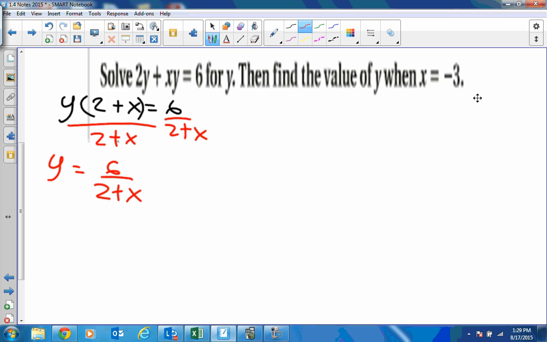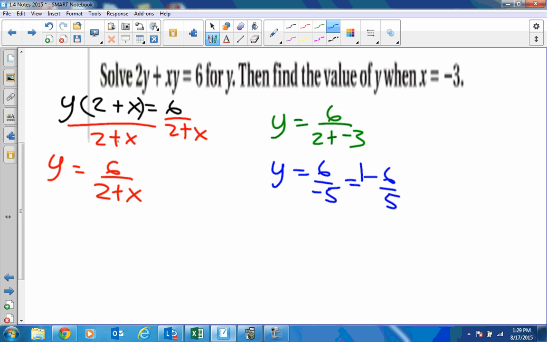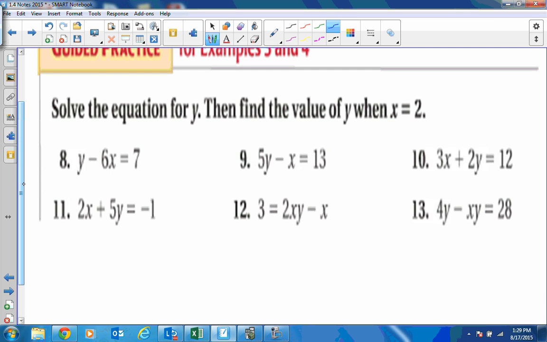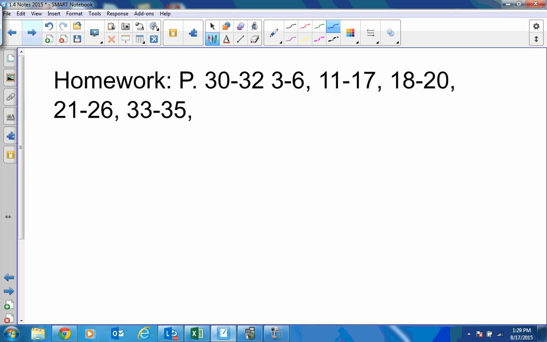So now we can solve the next part. Find the value of y when x equals negative 3. So y equals 6 over 2 plus negative 3. That's y equals 6 over negative 1, or negative 6. Now the most important thing, again, is you get the variable by itself. If you notice that they both have the same letter and you need to solve for it, you may have to factor. If they say solve for y, this one you wouldn't necessarily have to factor because it only has one y, but this one has two y's, so you might have to factor it. The rest of them should be able to just be put in slope-intercept form and solved. So that's a pretty quick one. That's your assignment. If you have any questions, bring them to class, and that is it.